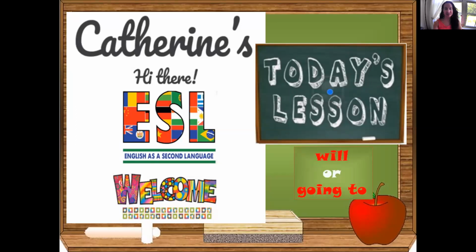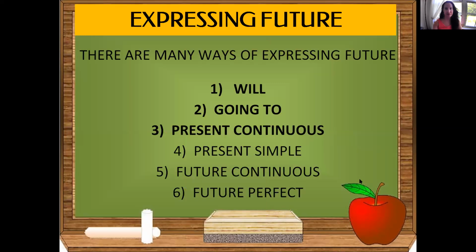Okay, again, today's lesson is the words will or going to, commonly used for expressing the future. There are many ways to express the future, but we're going to focus on only three of them: the words will, going to, and then present continuous. Now I'll give you a hint. Present continuous, so think of continuous as it keeps going. Hint, it ends in ing.